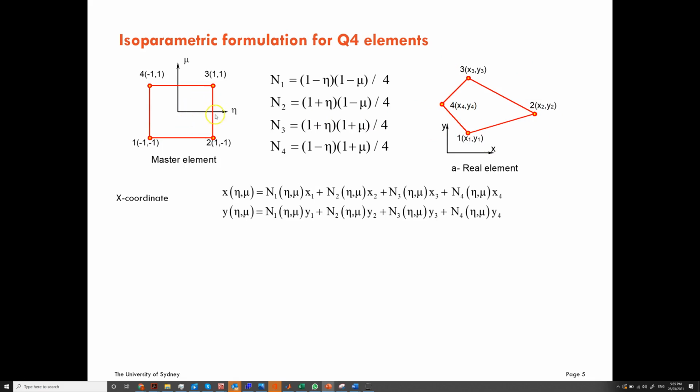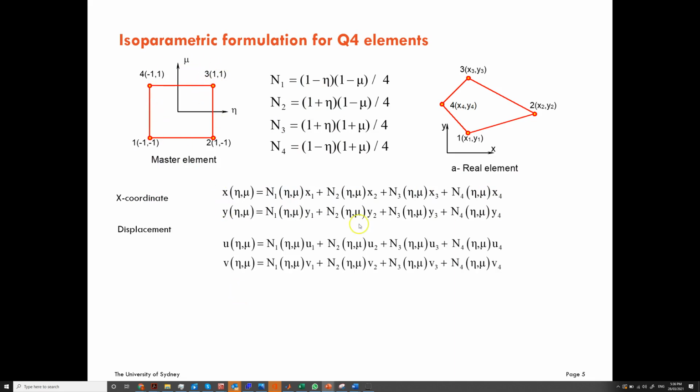For example, if you take eta equal to 0, mu equal to 0, and you apply these functions, you are going to get the centroid of this real element. So it means that the geometry is defined by these two parameters using these shape functions defined in the intrinsic coordinate system.